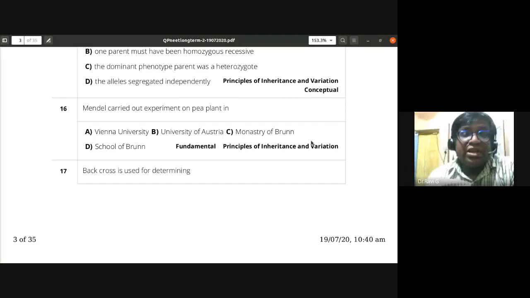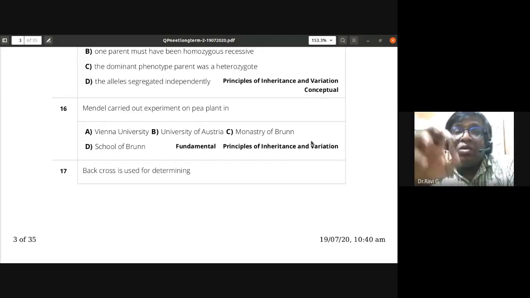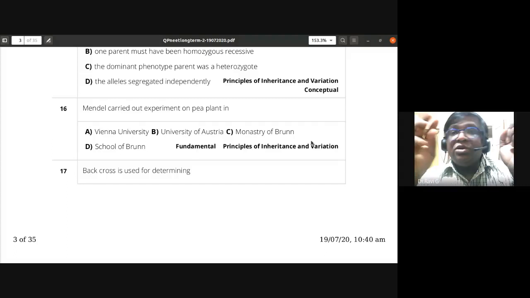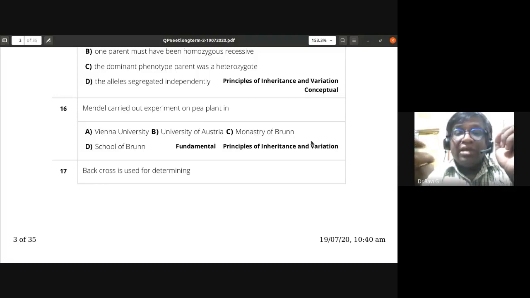Okay, so back cross is used for determining. See, this is back cross. You have come across three types of cross, isn't it? Test cross, reciprocal cross, and this is back cross. I told you one point, all test crosses are back cross, but all back crosses are not test cross. Whenever we are saying back cross, an unknown parent is crossed with a dominant or recessive parent. Back cross can be a dominant or recessive parent, that you have to remember, whereas test cross is always a recessive parent.